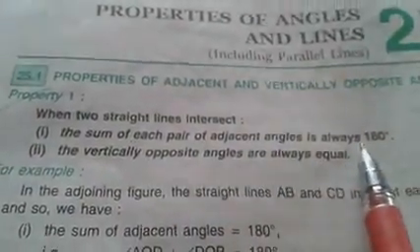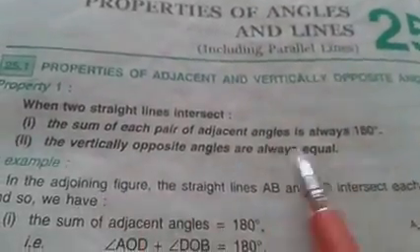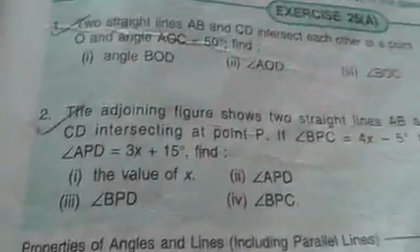Now we are on properties of angles and lines. When two lines intersect, the sum of each pair of adjacent angles is always 180 degrees, which we have studied, and the vertically opposite angles are equal. This we have already studied. Using these two main properties, we have to solve the examples.